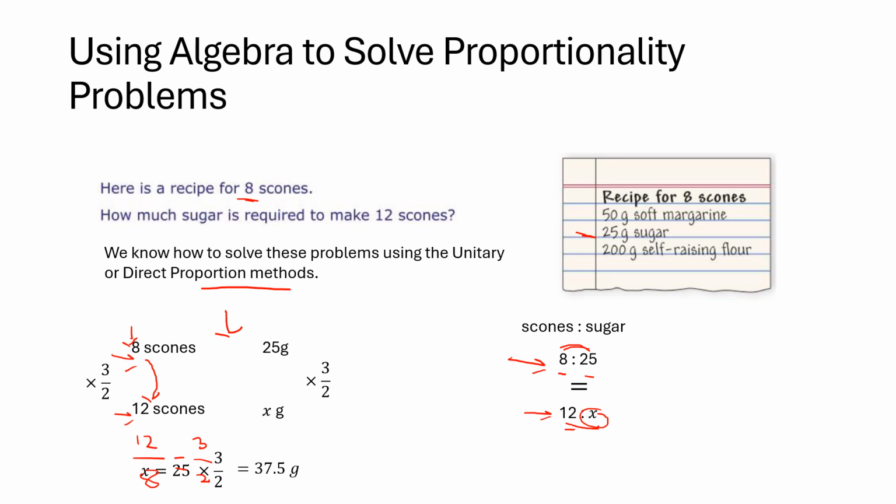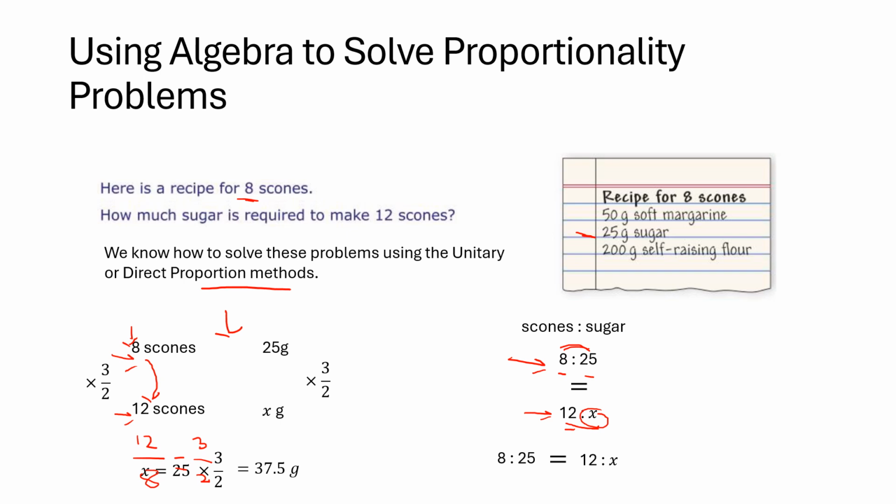So knowing this, we can write an equation with our ratios. 8:25, that's our first ratio for 8 scones, is equal to 12 to x. This is the ratio for when we have 12 scones. Now think back to what we were doing yesterday. If you remember, we were able to form proportionality fractions by turning over our ratios. Yesterday we were able to turn our fractions on their side to form ratios and turn ratios on their side to form fractions. We can do exactly the same thing here.